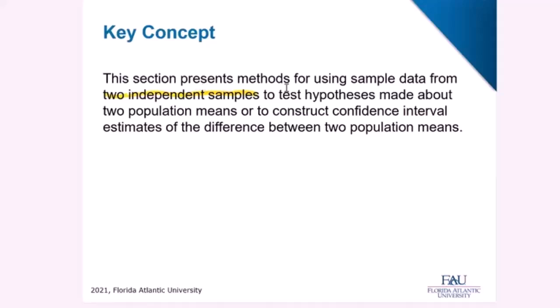This section presents methods for using sample data from two independent samples, and we're going to use that to test hypotheses made about two population means. We're also going to be able to construct confidence interval estimates of the difference between two population means.